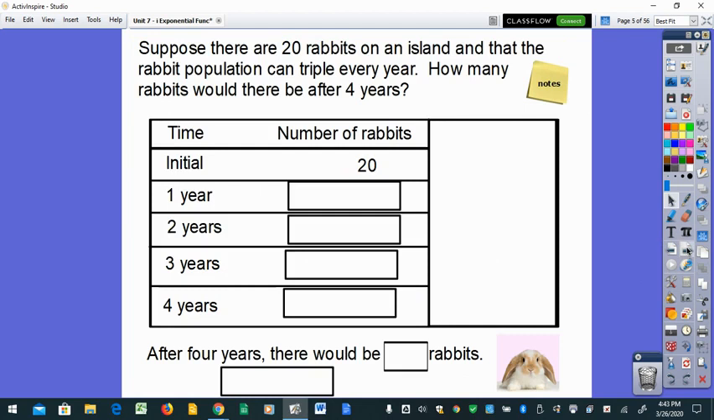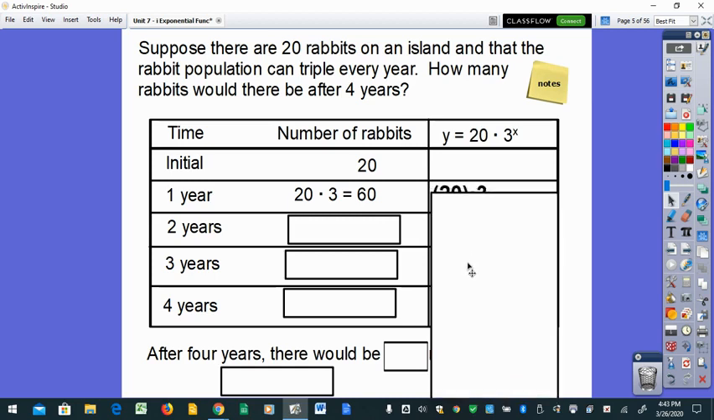So let's just look at a real world situation here, where we start off with 20 rabbits on an island, and then that rabbit population triples every year. How many rabbits would there be after 4 years? So our initial amount of rabbits is 20. After 1 year, if we tripled that, 20 times 3 would be 60 rabbits. So basically what we did was we took that initial amount and we multiplied it by 3.